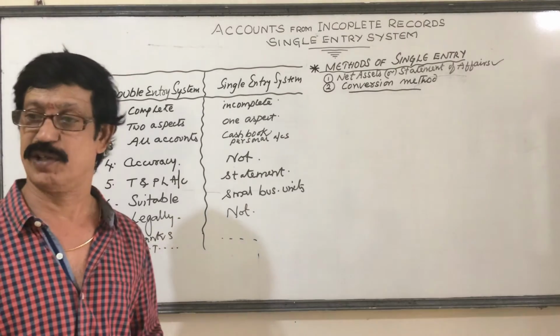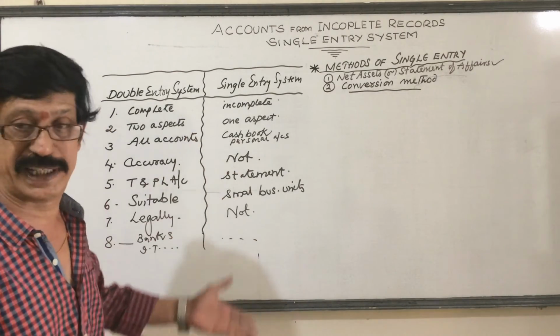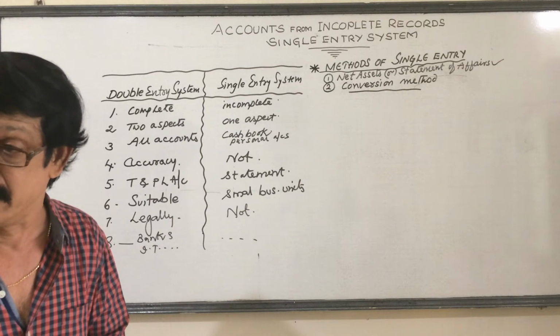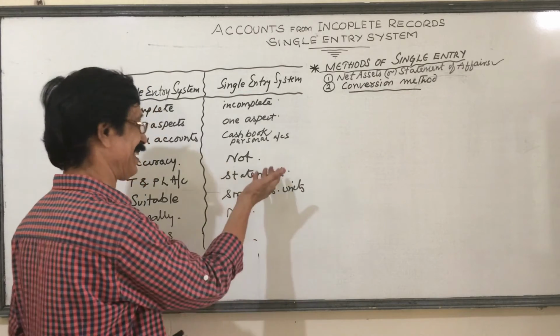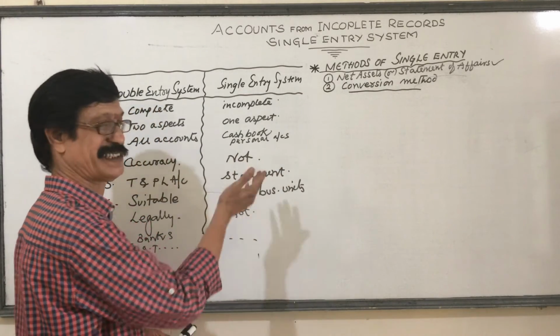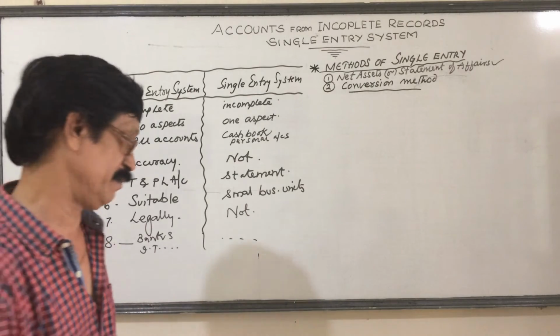Next, we can't find out gross profit and net profit separately. And we cannot prepare trial balance. We cannot understand the mathematical accuracy of the books of accounts. Understanding or not? These are all the limitations, and these are the differences between the double entry system and the single entry system.